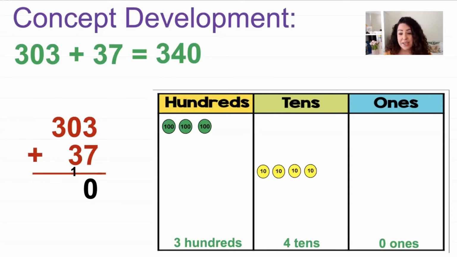And let's go ahead and look at our tens place. Now I have 0 tens plus 3 tens, and then 1 more, and that's equal to 4. And then I look at my hundreds, and that's equal to 340. So whichever way you choose to solve this problem is the right way, as long as you get the same answer. Okay, let's try another problem.